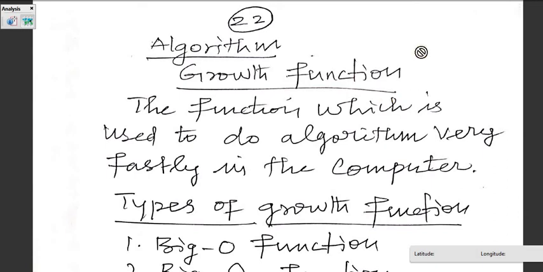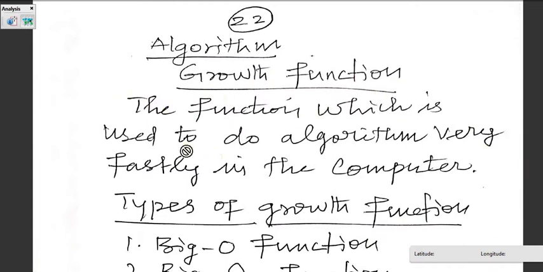Okay, thank you, students. In this class, we are going to study the algorithm. It comes in the second unit. In that algorithm, the topic is growth function. What is a growth function?